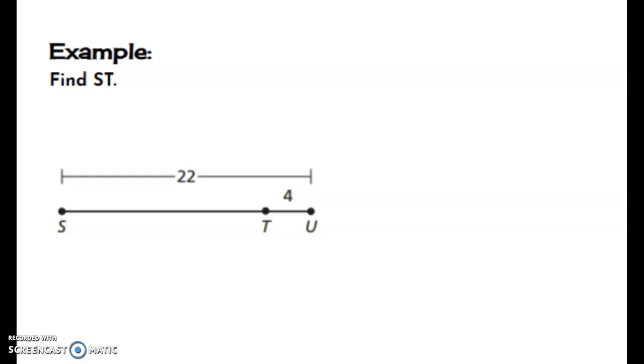It says find ST. Although this is a very easy problem and it's very intuitive to just solve, let's go ahead and write out the segment addition postulate. So ST plus TU, so the left side plus the right side, equals the whole thing. It equals SU. We're just going to do that to get practice, so that when we go do harder problems, we've built the foundation to make it easier.